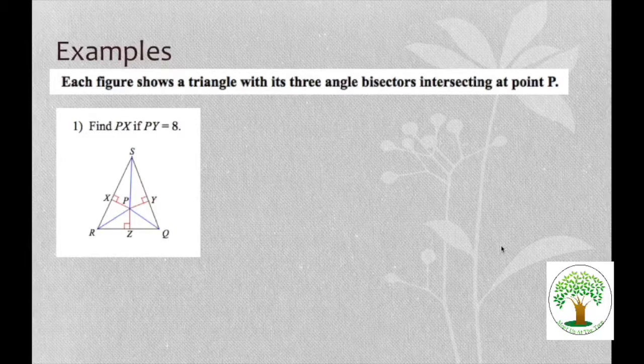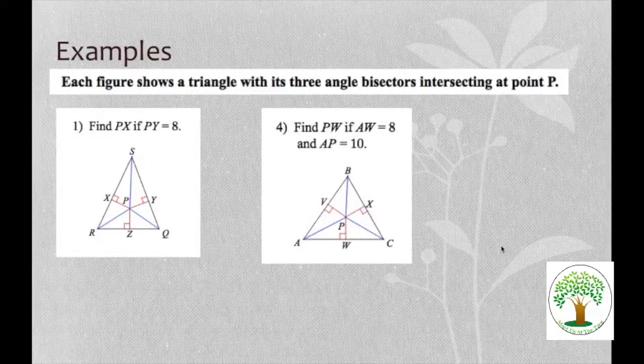Resist the temptation now to do problems 2 and 3. Jump to number 4 for me, Amy, would you? All right, resist the temptation. We're still doing angle bisectors, so it's still equidistant from the sides. It's asking us to find the length of PW. I'm going to just mark that in red. If AW is 8 and AP is 10.